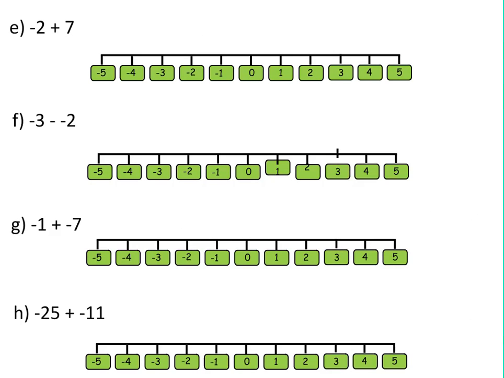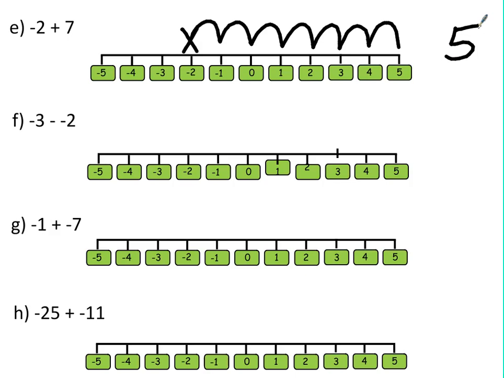Now if we go on to some slightly more challenging questions, first of all, E, minus 2 plus 7. We start there and move up 1, 2, 3, 4, 5, 6, 7. So the answer to that one is 5. Now this one's a little bit more difficult. We're still going to start at minus 3, but we need to make a decision. Are you going to move up or down?